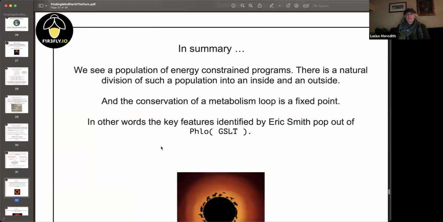All right, so in summary, we see a population of energy-constrained programs. There is a division of such a population into an inside and an outside, and there is a conservation of the metabolism loop. This is a fixed point of what we will find. In other words, all the key features identified by the entire biosphere, where Smith says, hey, look at the entire biosphere for the features of life, all those features show up as fixed points in these energy constrained GSLTs.